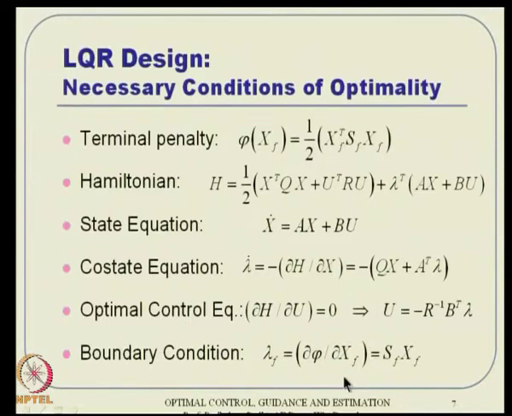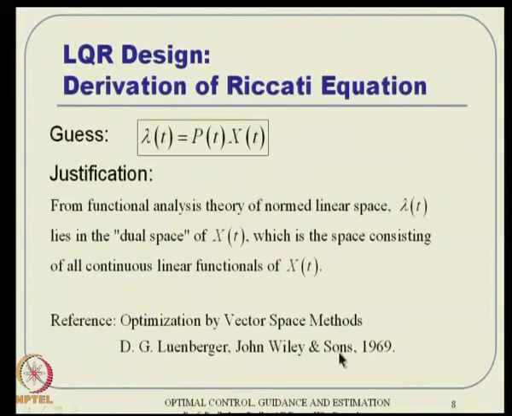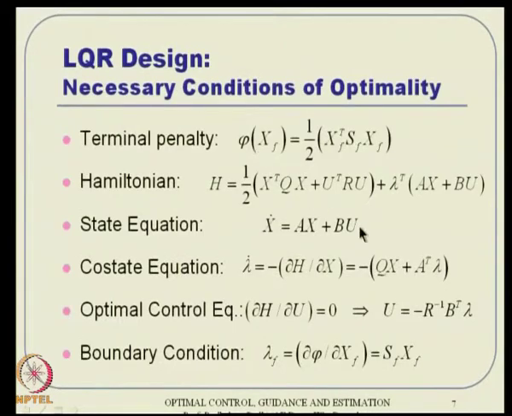Now, here is the trick in this particular problem. This lambda of t is guessed as some time varying matrix P of t into x of t. And there are justifications for that actually. One intuitive engineering justification comes from here, that lambda_f is nothing but S_f x_f, that means lambda_f is a linear function of x_f. So, if at final time t_f lambda_f is a linear function of x_f, then how about guessing that at every point of time it is also a linear function of x? The motivation comes from there.